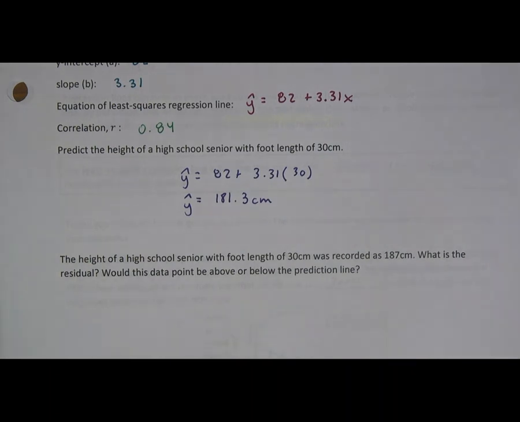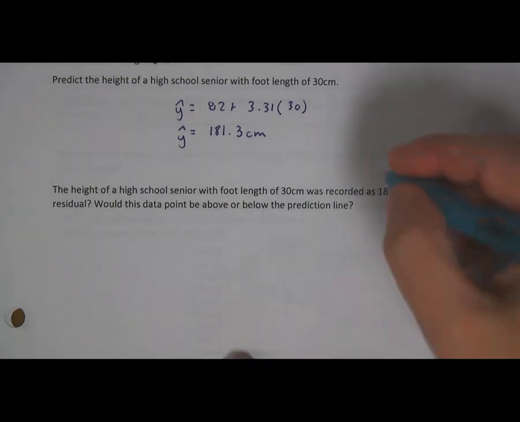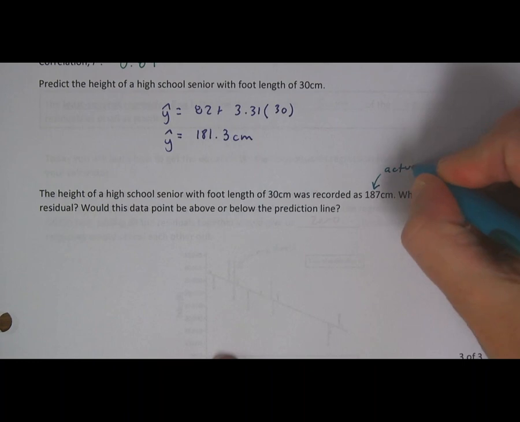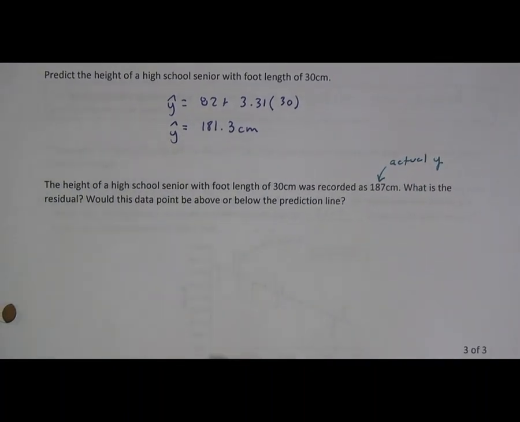I predict the height of a student with a foot length of 30 to have this height. But it turns out that the height of that person is 187. So this is the actual height. That's the actual Y value. What's the residual? Is it above or below the line? So this ties everything together and then we're done for the whole chapter.